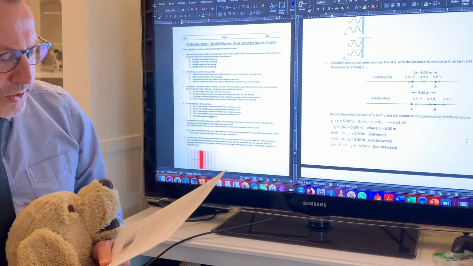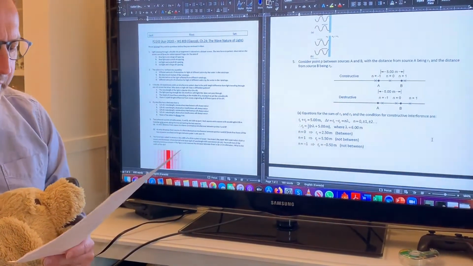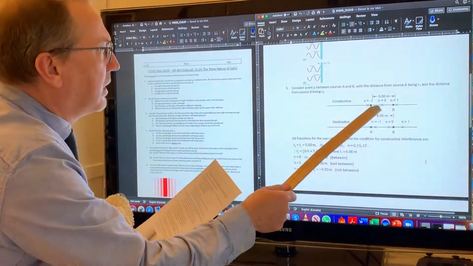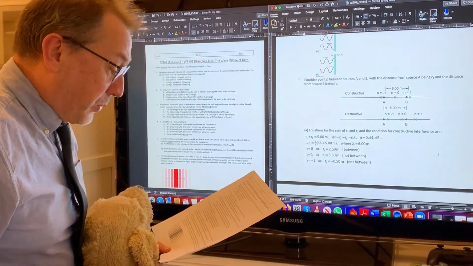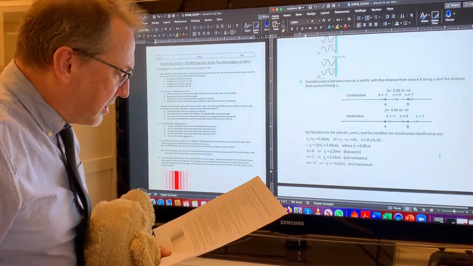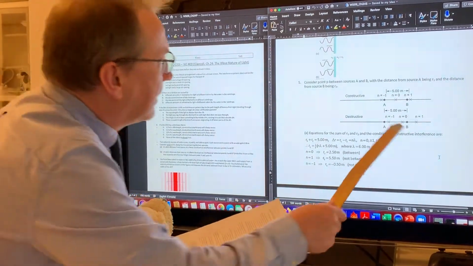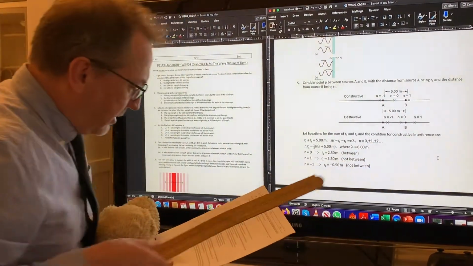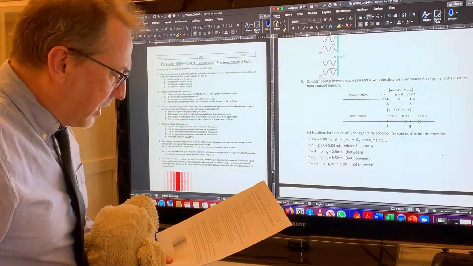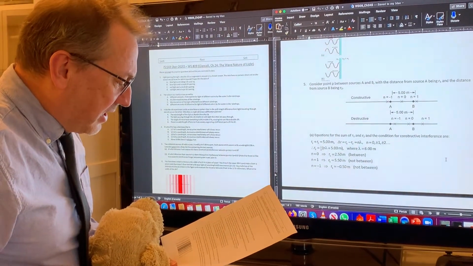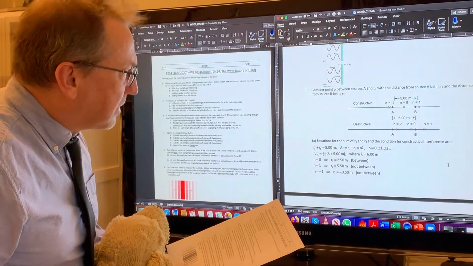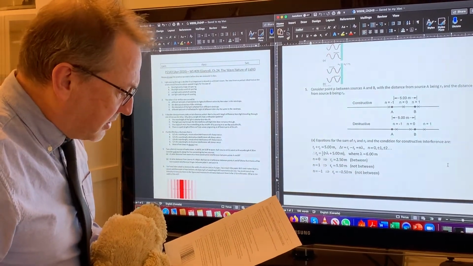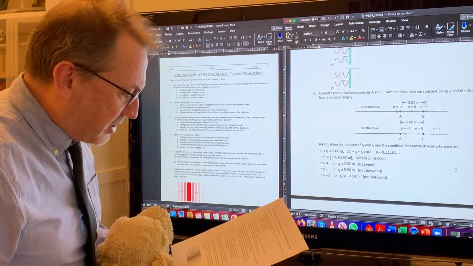Two coherent sources of radio waves, A and B, are 5 meters apart. So A and B, 5 meters apart. Each source emits radio waves with a wavelength of 6 meters. Consider only points along the line connecting these sources. At what distance from source A is the constructive interference between points A and B? At what distance from source A is the destructive interference?